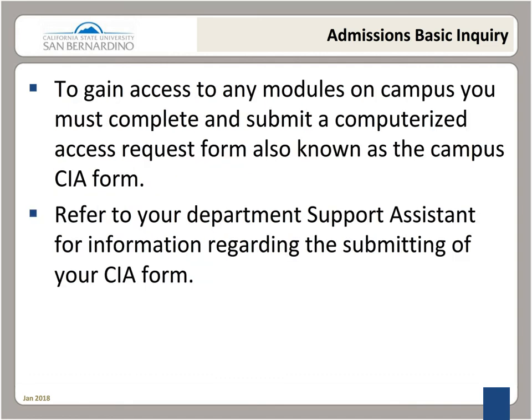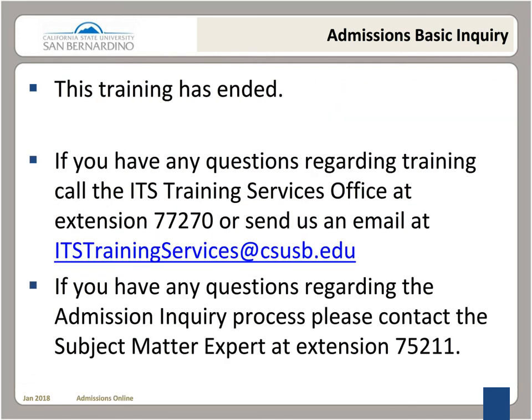In order to be granted access to admissions inquiry pages, first, you must complete the training. Second, successfully pass the test and have completed information security training. Third, submit a computerized access request form, also known as the Campus CIA form. Please contact your department support assistant for information regarding the submission of your CIA form. If you have any questions regarding the training, please contact ITS Training Services.